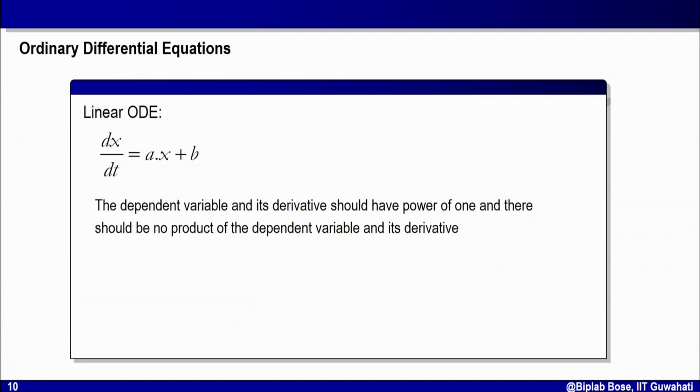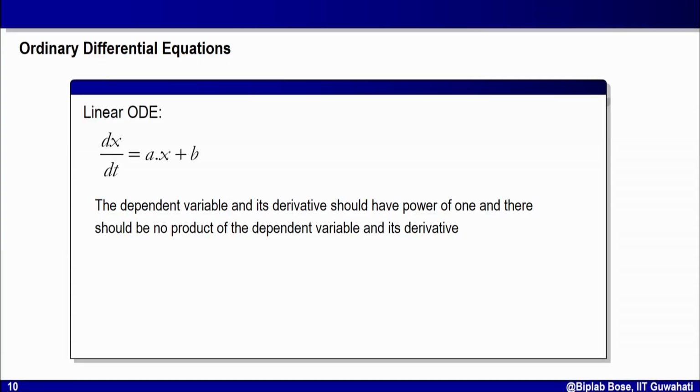Now we will discuss some basic differences between certain types of ODE. Let us start with the simplest one, the linear ODE. A linear ODE is such that the dependent variable and its derivatives have power 1 and there is no product of multiplication of its dependent variable and its derivative.